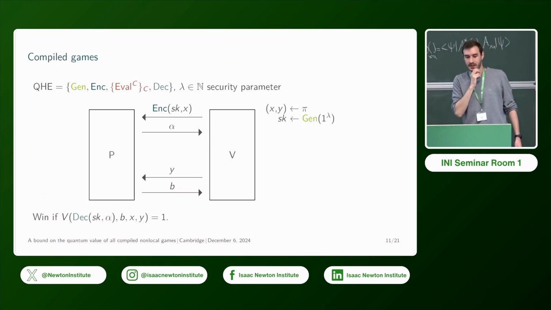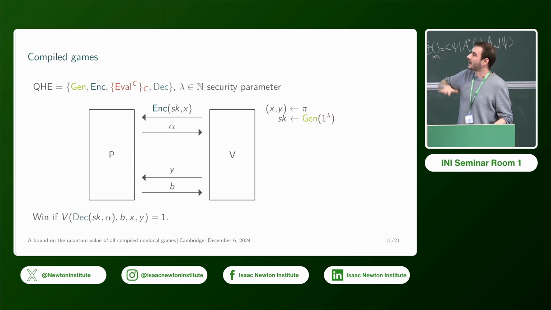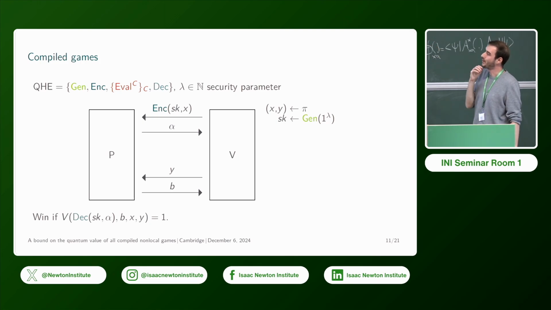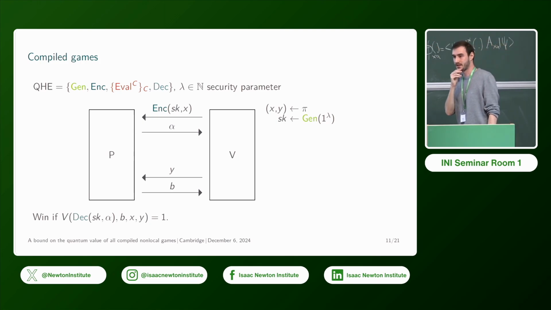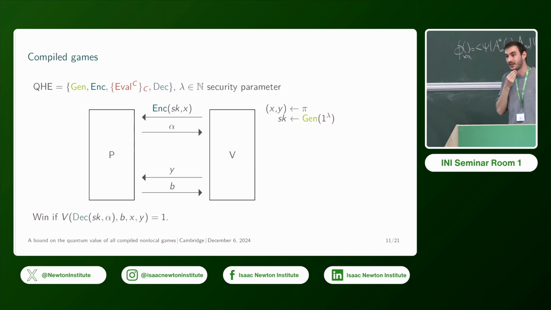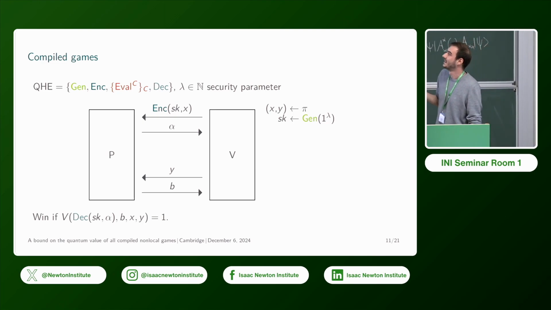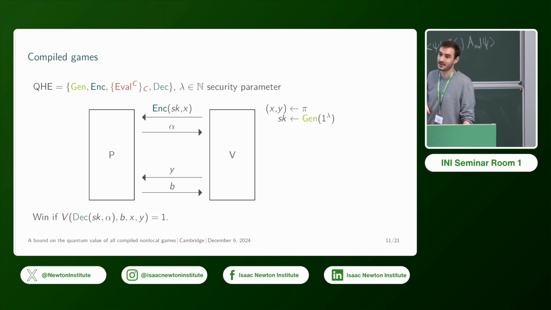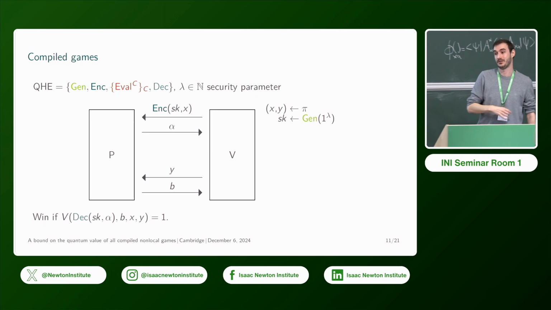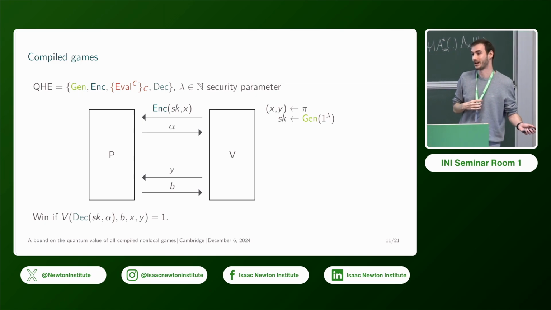So what our goal will be now is to see that in this compiled game setup, this quantum homomorphic encryption scheme enforces some approximate strong non-signaling condition. And from this, we will deduce that the quantum value of those strategies for such a game is actually bounded by the commuting operator value of the associated non-local game.